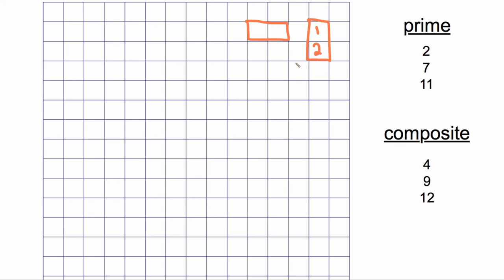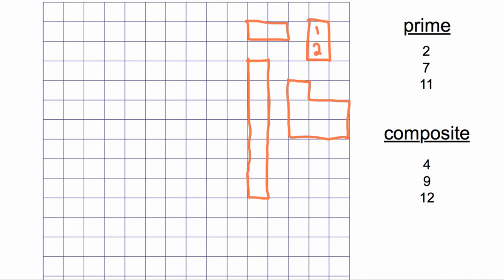For 7, there's only one way you could make a rectangle. 1 by 7. If I tried to make something other than that with 7, it would end up looking like something like this. That's 7 boxes, but it's not a rectangle. Same thing with 11. I would have to go only 1 over and 11 down.